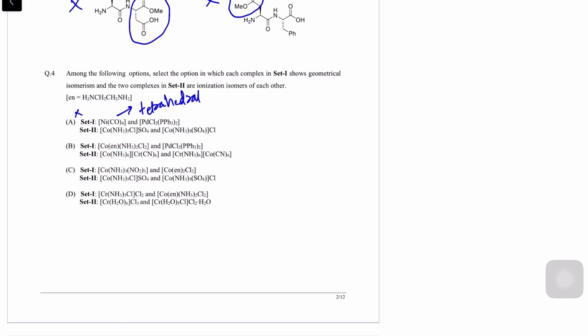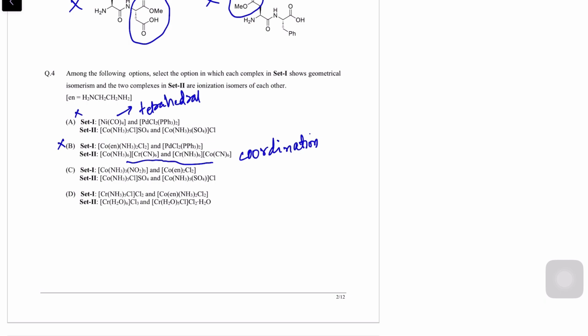So set 1 satisfies the criteria. But in set 2, if you observe, they are not the ionization isomers. They are coordination isomers because the ligands are exchanged between two different coordination entities. That rules out option B as the correct answer.